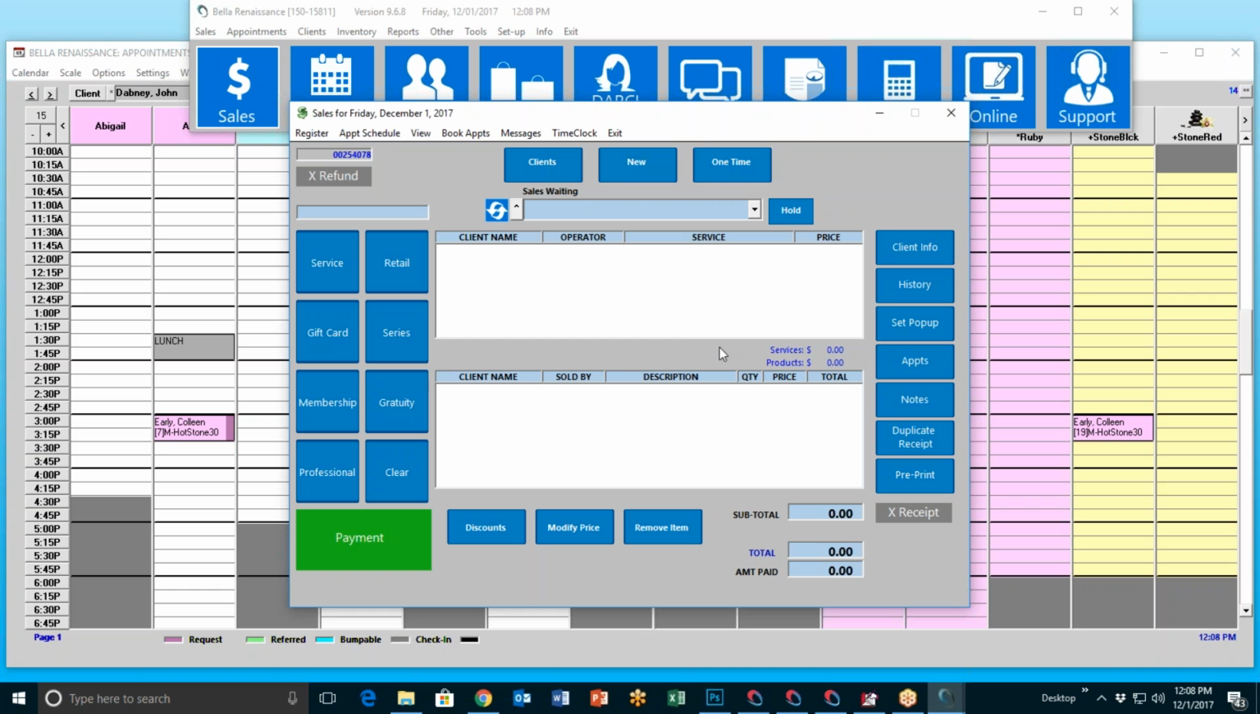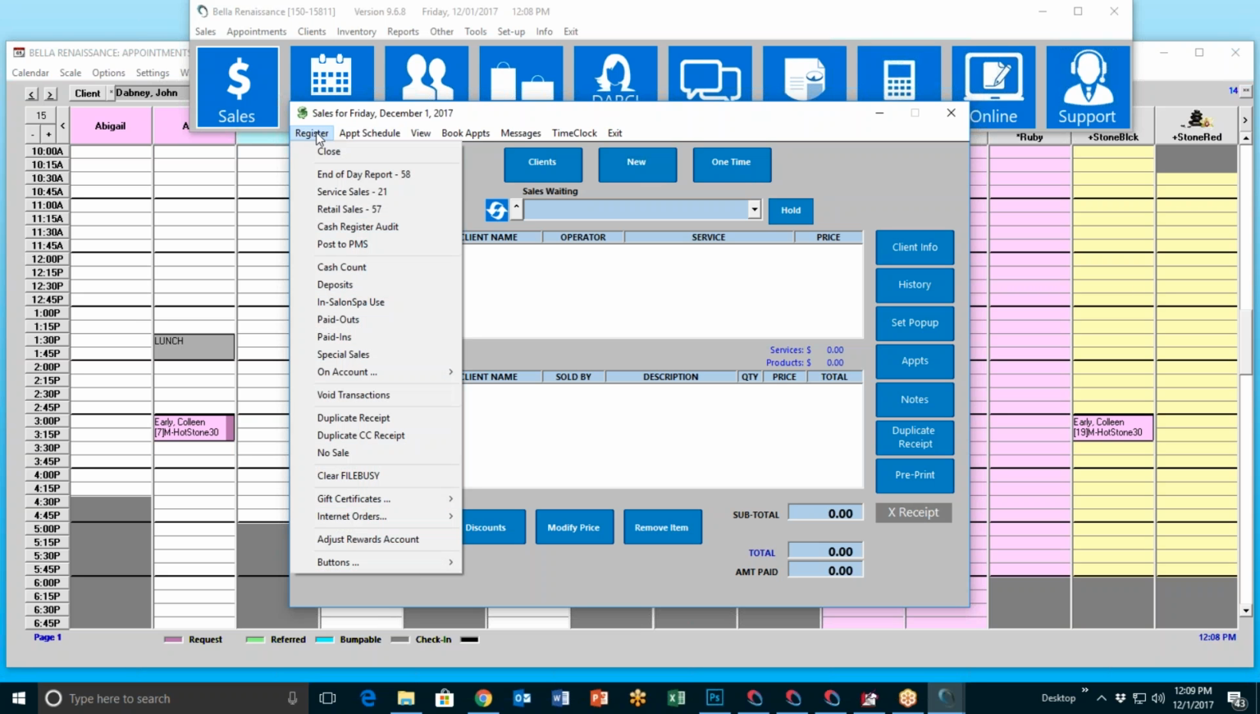Okay. And is there a way to have them do a drawer count in the morning and have it recorded at all? It's not going to be automatic. In other words, it's not going to force them to do it. But when they open in the morning, they can just start, because you left a float in there, so the system knows how much money it should have in it. But if you want, you can have them go to register and then go to cash count right here.